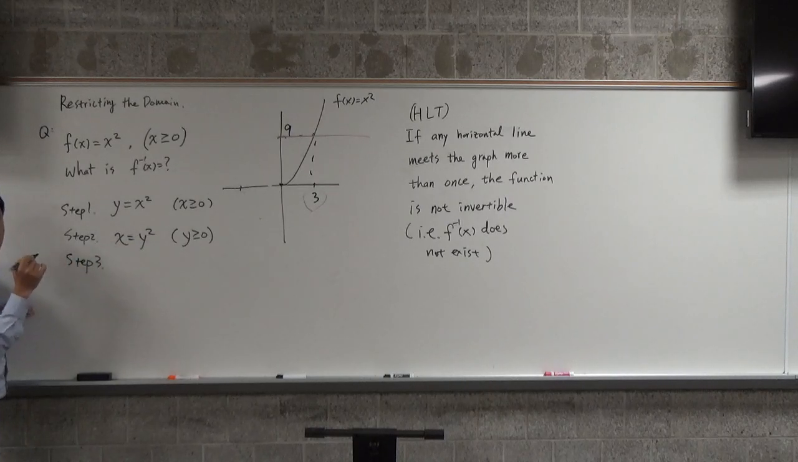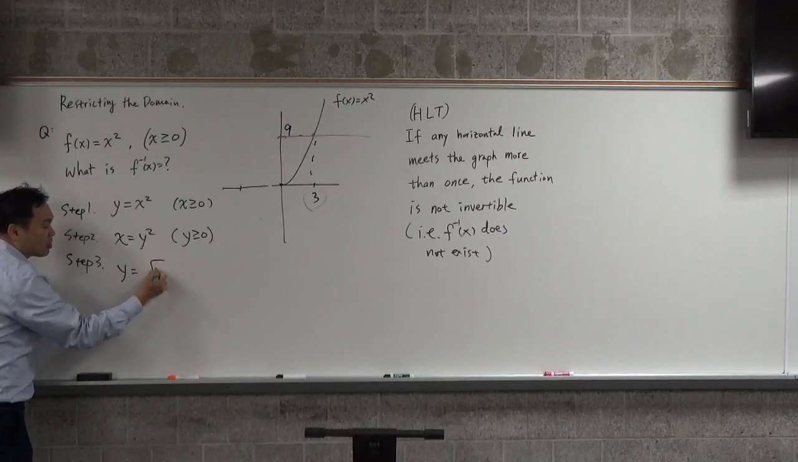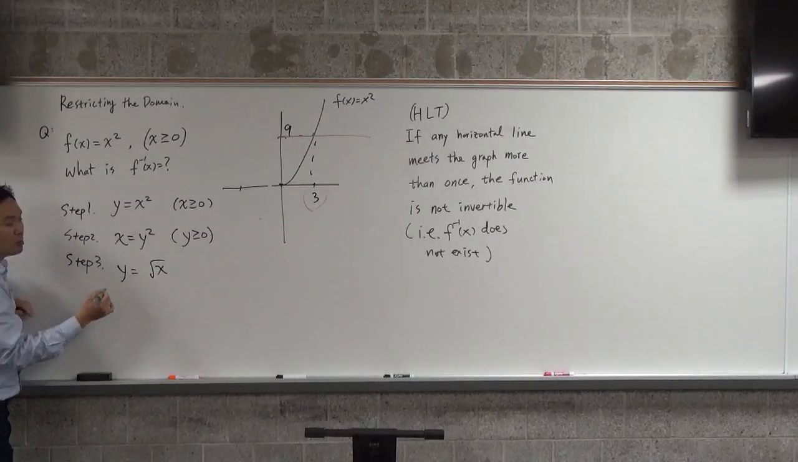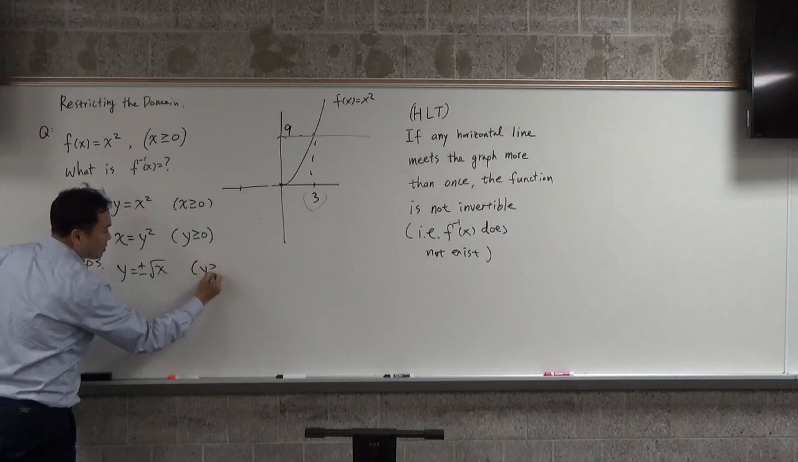What gets rid of the square? Square root, yeah. But whenever you put the square root, there's something extra you have to do. What do you have to do? Plus or minus, yes. You need a plus or minus, okay? And then y is 0 or greater.